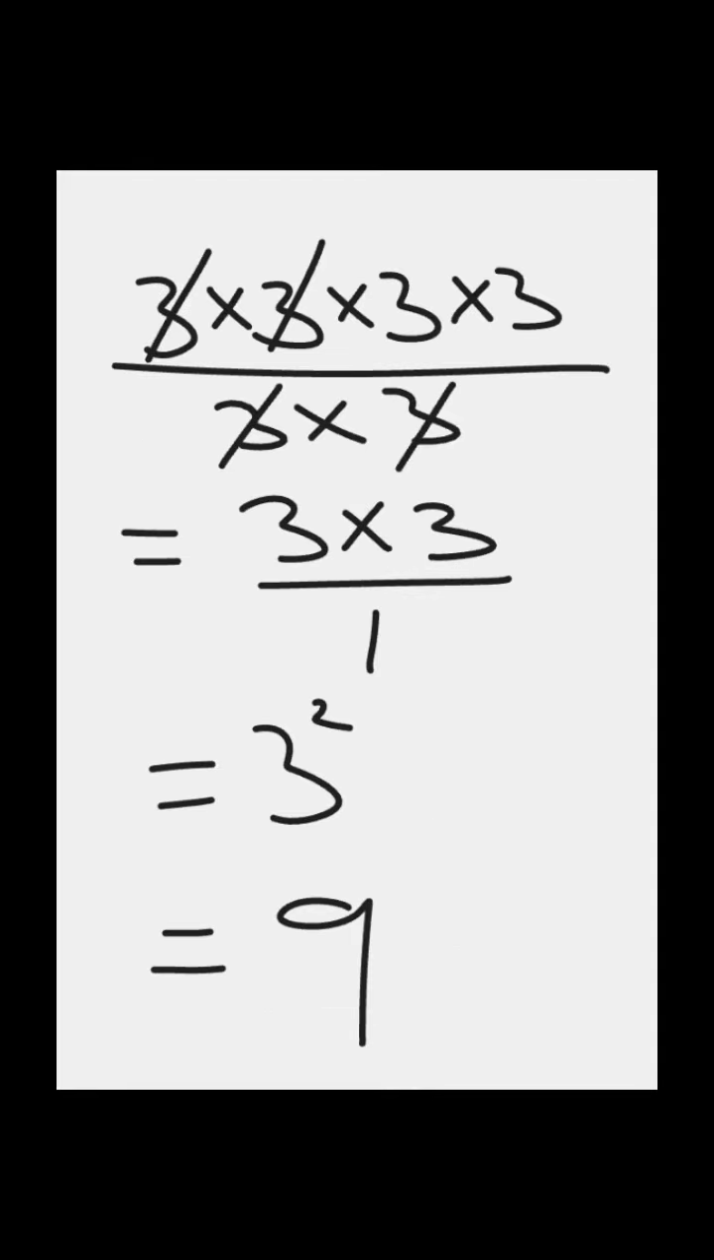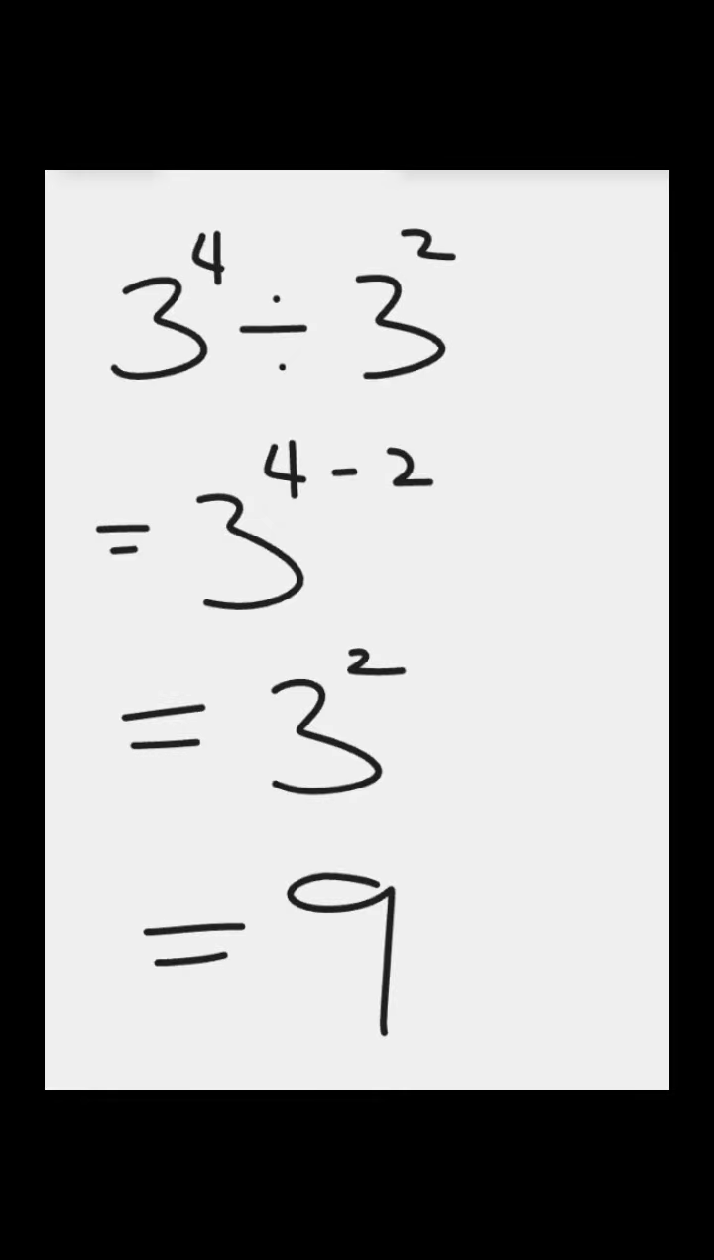So you're now going to be left with what? 3 times 3 on top over 1. And then finally, you're going to have 3 raised to the power 2. Now 3 raised to the power 2 will give you 9. All right, so that is the solution to 3 raised to the power 4 over 3 raised to the power 2. Okay.